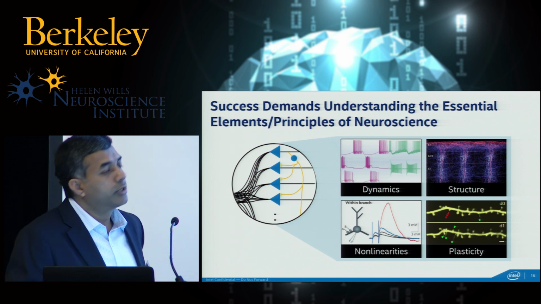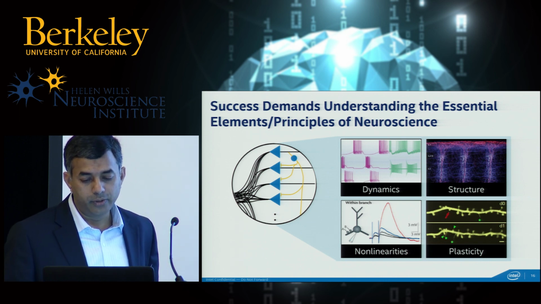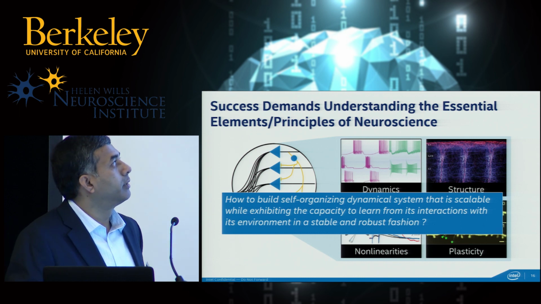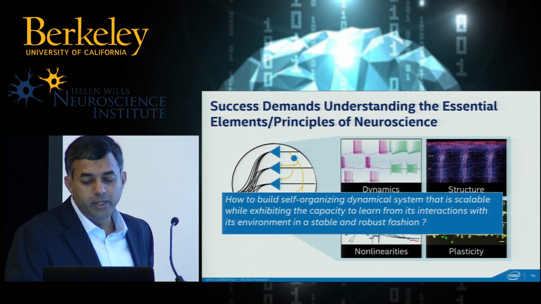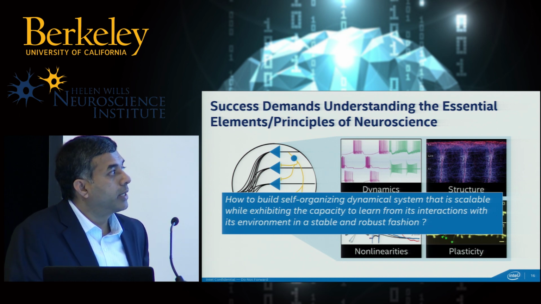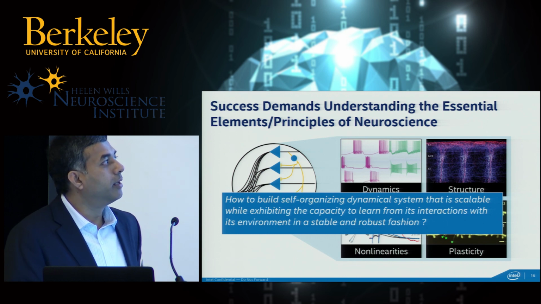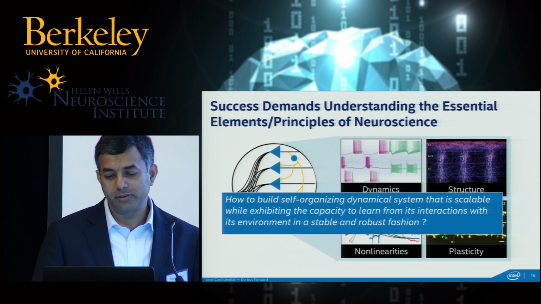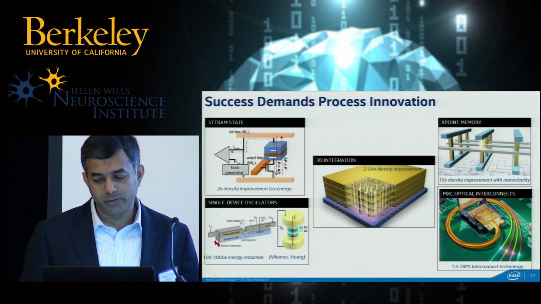So success would demand understanding the essential elements or principles of neuroscience. I talked about some of the things that exist, but the question in particular would be how to build self-organizing dynamical systems that are scalable, meaning that if you want to add more neurons and synapses or whatever in terms of size, it naturally scales, while exhibiting the capacity to learn from its interactions with its environment in a stable and robust fashion. Something that's a reliable system that can be provably robust. That is obviously a tall order, but it seems like something of great interest to Intel.